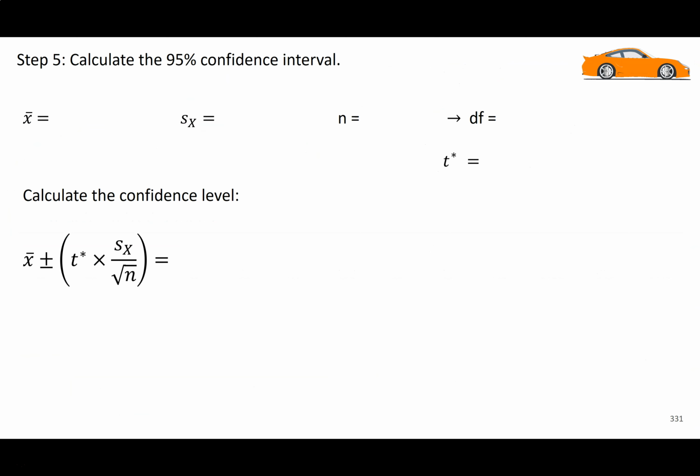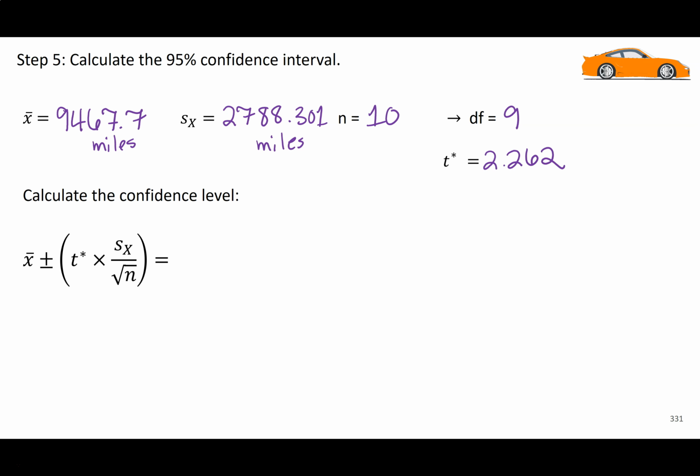Okay, so putting it all together. I'm going to write this all out again. 9,467.7, and I'm going to write miles underneath. 2,788.301 miles. My sample was 10, so my degrees of freedom were 9. The T-star we just got from the other slide was 2.262. So now I have everything I need to plug in.